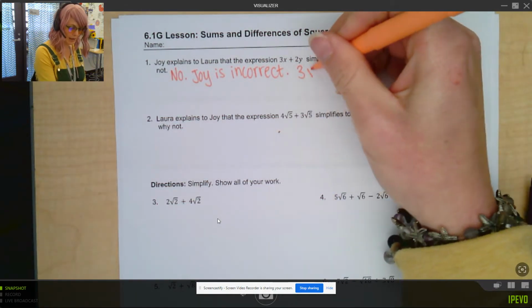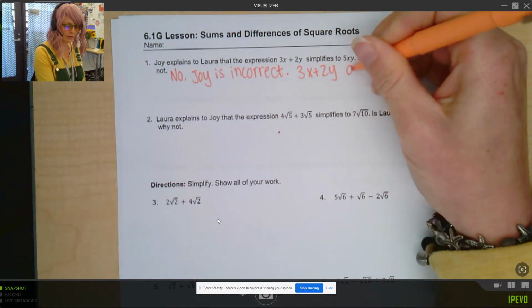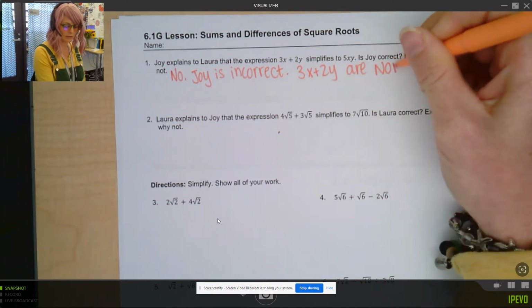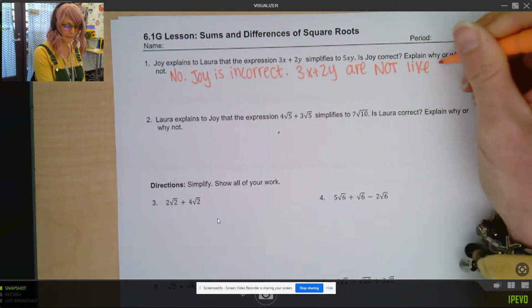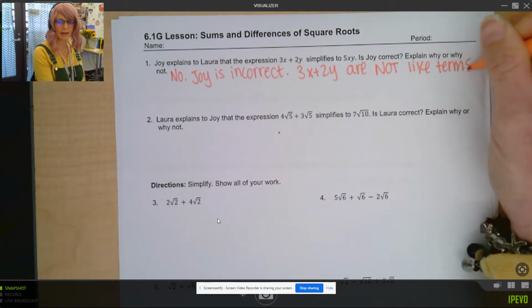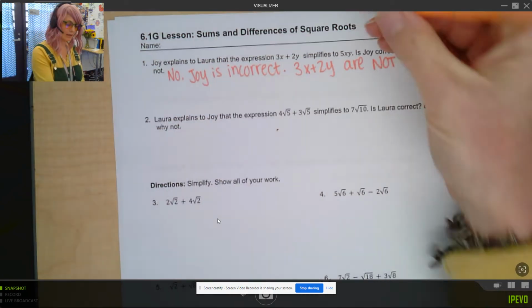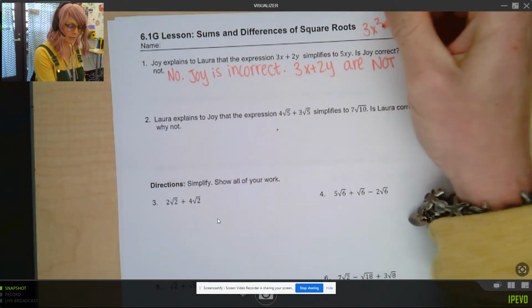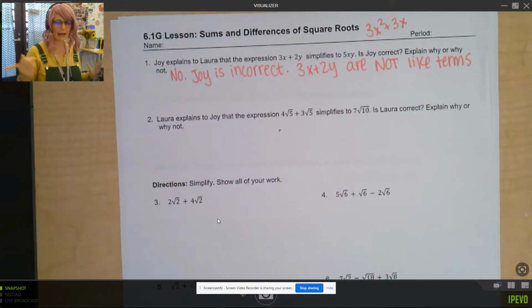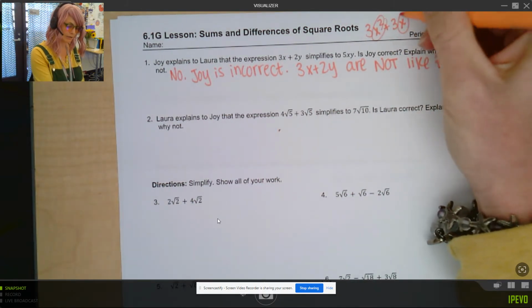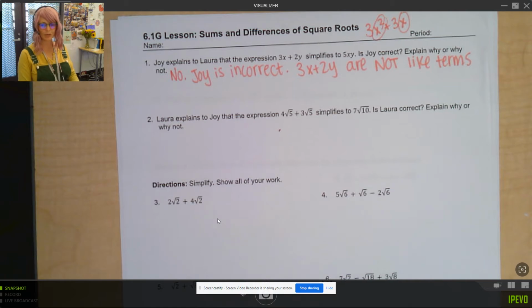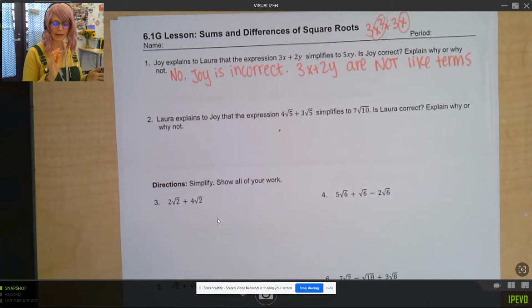So 3x and 2y are not like terms. Remember, like terms, when you add them together, we need to have the same variable. Like if we had 3x plus 2x, that would be 5x's. And we also need the same variable and the same power. So if I had something like 3x squared plus 3x, I can't add those because I need to talk about x squareds, not just x's. So we need the same variable and the same power here.